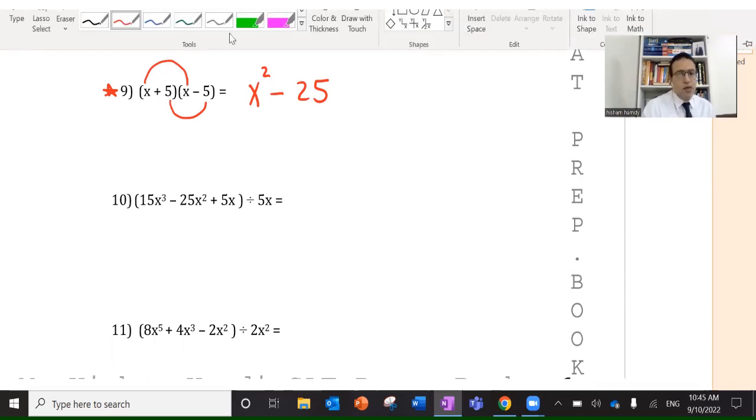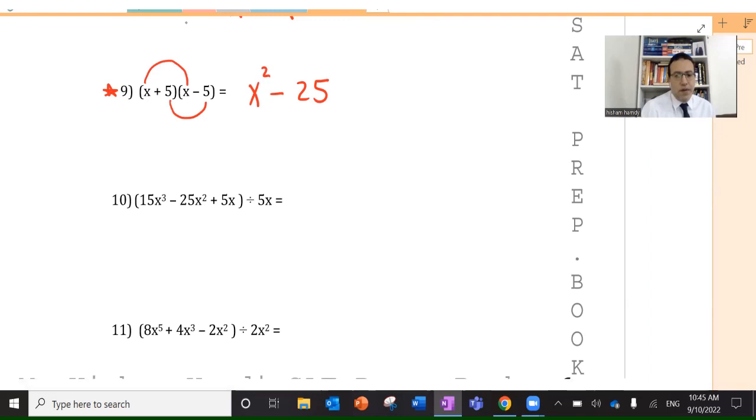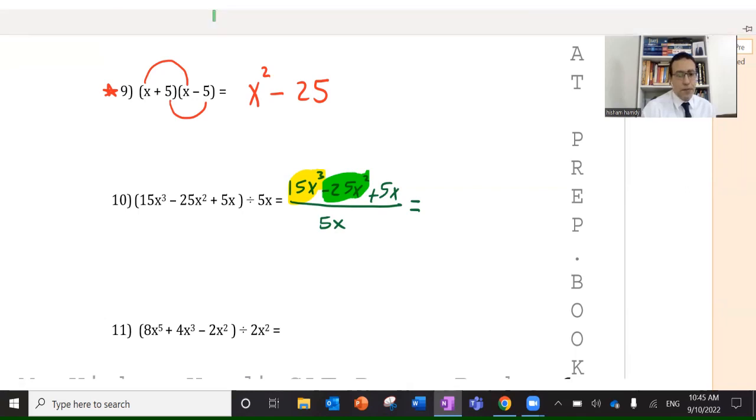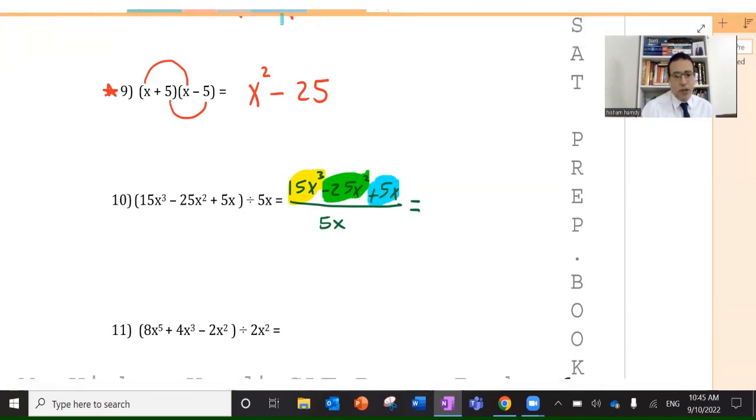Now, let's go to divide. Usually, the divide comes in the test like this. 15x power 3 minus 25x squared plus 5x, divided by 5x. So, I'm going to divide each term by 5x. I'm going to divide 15x power 3. I'm going to divide negative 25x squared. And I'm going to divide positive 5x.